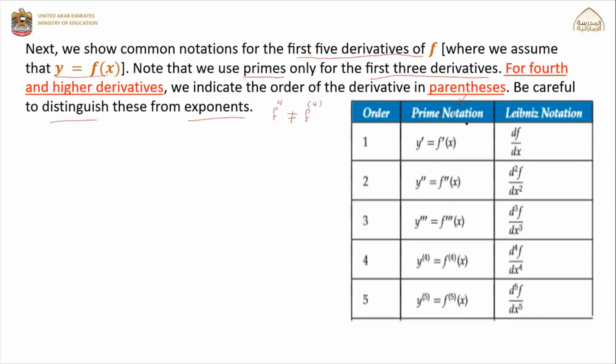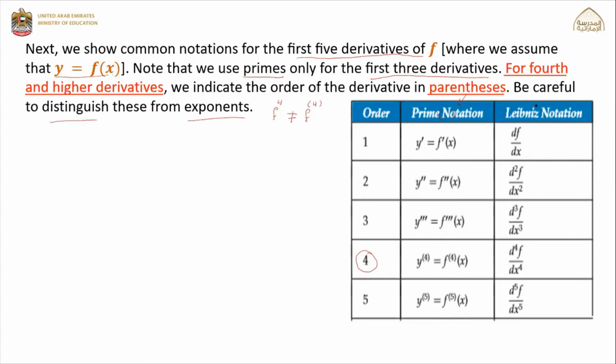Now here we have a table for derivatives of order 1, 2, 3, 4, 5. Prime notation: because we have the function y equal f of x, the first derivative is y prime equal f prime, y double prime, f double prime, y triple prime, f triple prime. Now, when I go to order 4, I cannot use primes, so I will use a derivative in parentheses between brackets, y to the power 4 between 2 brackets. That means the fourth derivative of y, and I can write it as f to the power 4 between 2 brackets. Also the fifth derivative.